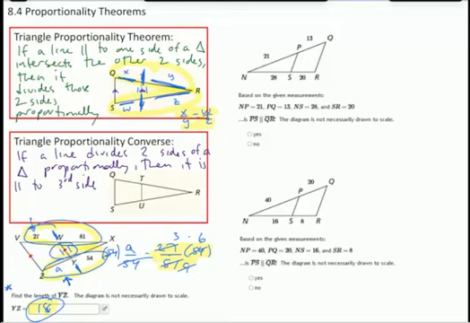Okay, and so here, if you have the relationship QT over TR, the two parts of that side, QT over TR is equal to the ratio of SU over UR, then you know that TU is parallel to QS. And then those sides are parallel to each other. And so that's what these last remaining questions here are asking you to confirm.